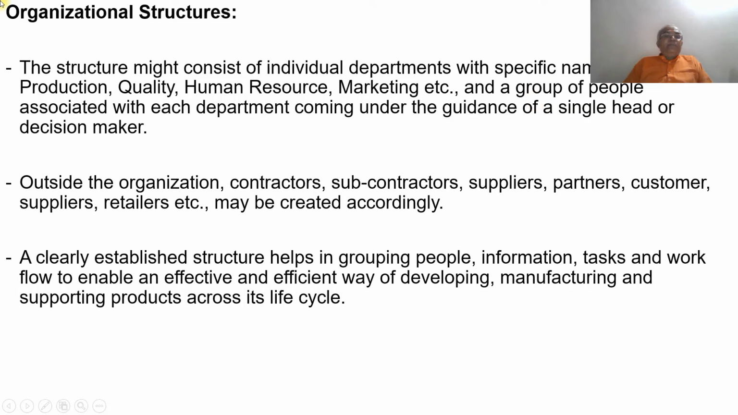And a group of people associated with each department comes under the guidance of a single head or decision maker. So all these departments will be under one head, who will be the proprietor if it is a single ownership, then a director if it is a private limited company, then it can be the chairman if it is a public limited company. So these are all the categories in which the organization will go on.